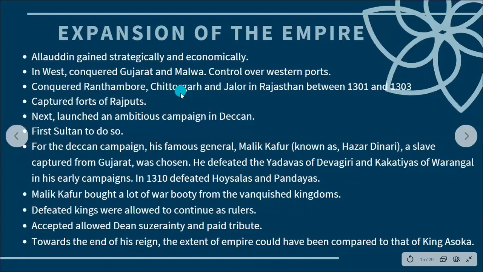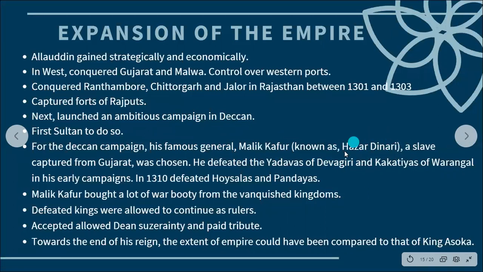Then he conquered Ranthambore, Chittorgarh, and Jalore in Rajasthan between 1301 and 1303. In 3 years, he was able to conquer Ranthambore, Chittorgarh, and Jalore. Right. He also captured a lot of forts of the Rajputs. Next, he went to the Deccan. It was a very ambitious campaign, and he was the first sultan to do so, right? The first sultan from the Delhi Sultanate so far, he was the first one to even think of going to the Deccan, right?